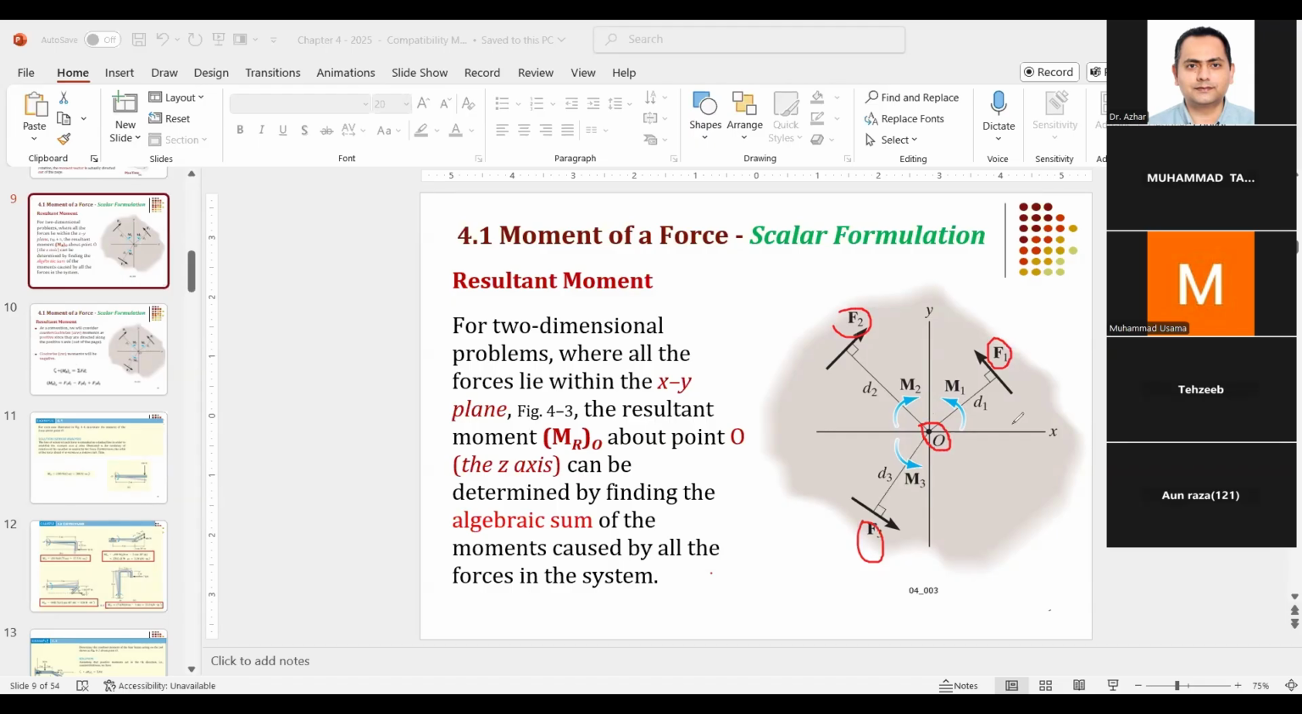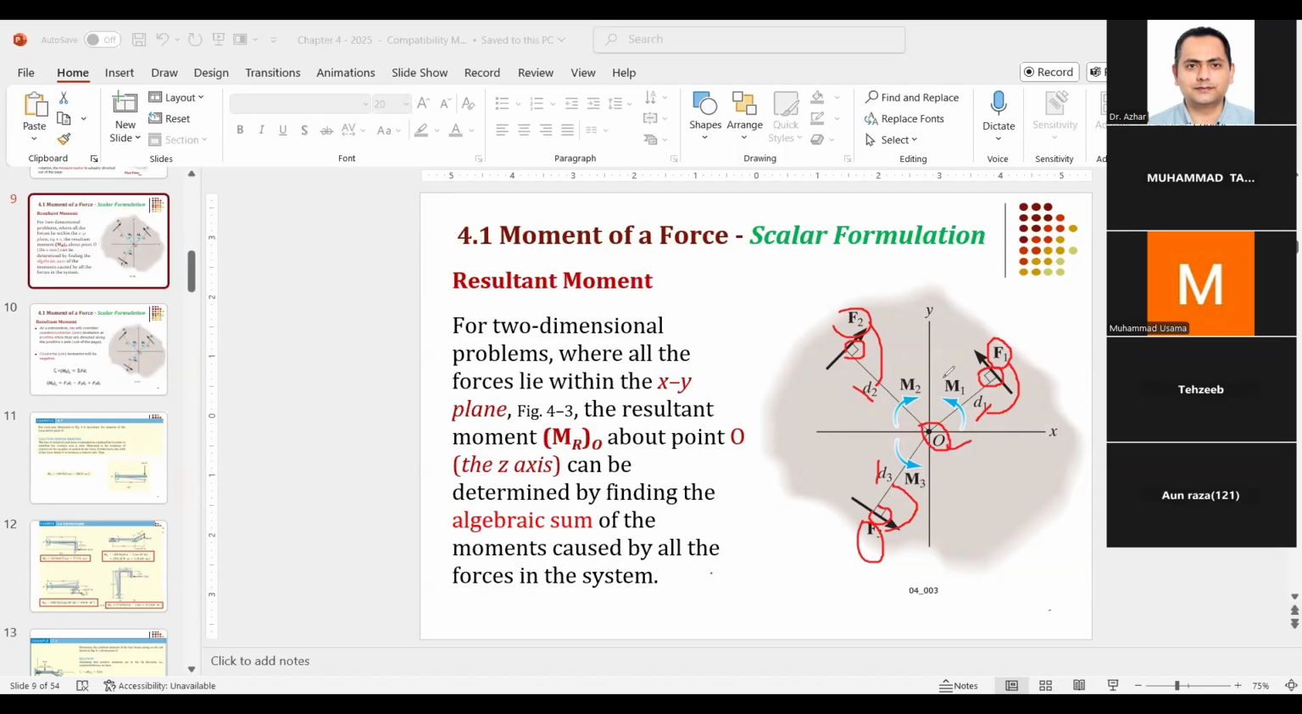So what do we need? We need the perpendicular distance from all the forces: perpendicular distance D1, perpendicular distance D2, and perpendicular distance D3. So we can simply multiply F1 with D1, F2 with D2, and F3 with D3. Okay, and then we can algebraically add them, and that will give us the resultant moment about point O.